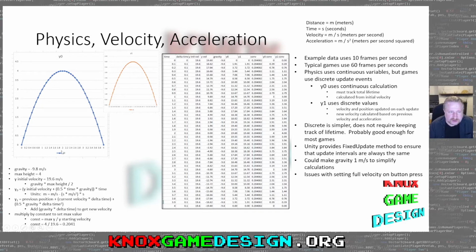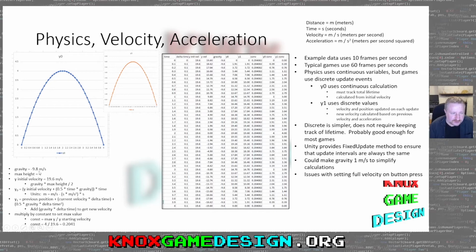So this is what it looks like right here. The one in blue is using the continuous function. The one in orangish color uses the discrete value. It updates on every update, and you don't track the current time, the lifetime.